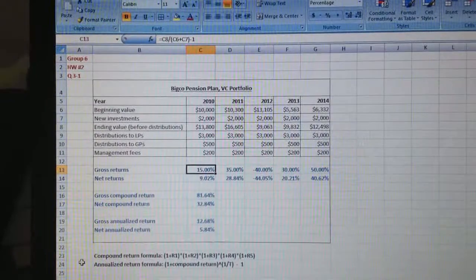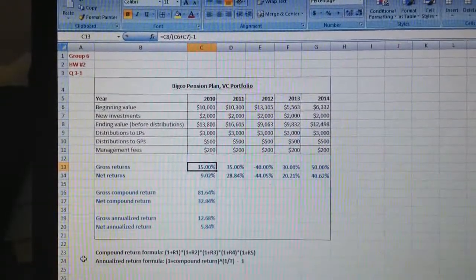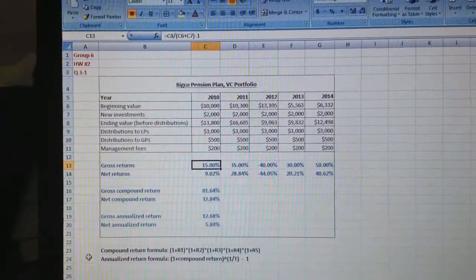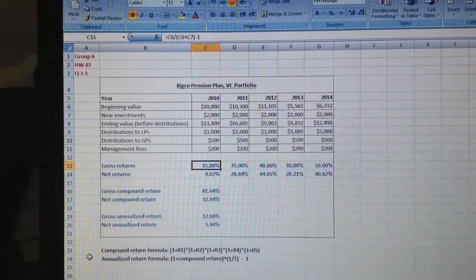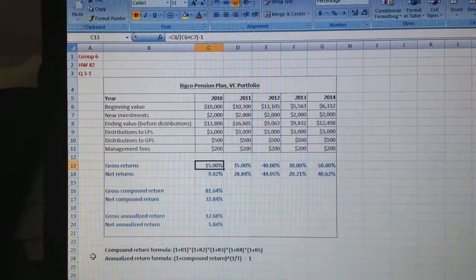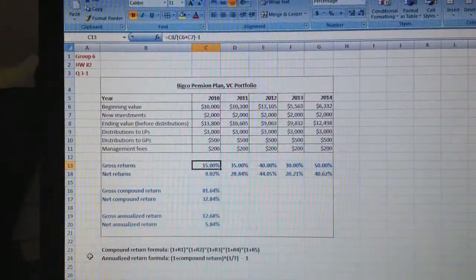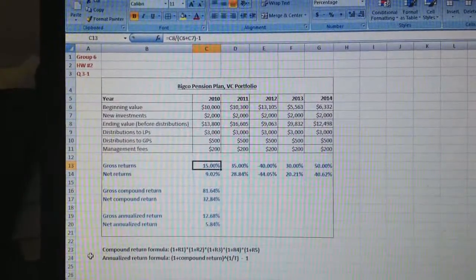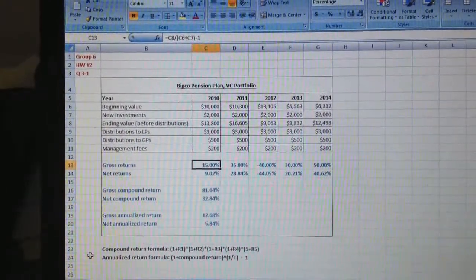This is Group 6's answer to question number 1 in chapter number 3. This problem asked us to create a 5-year report of gross and net returns by year for the VC portfolio of BidCo pension plan. The text in black indicates the hard inputs found from the question in the textbook, while the text in blue are the answers that we calculated.